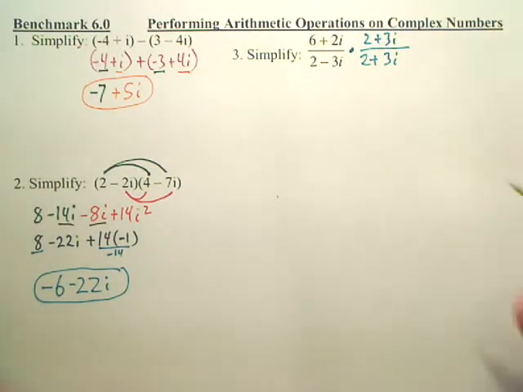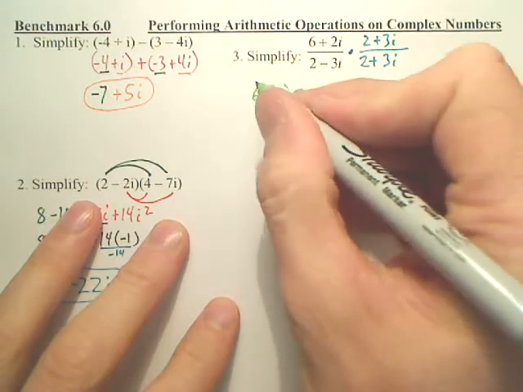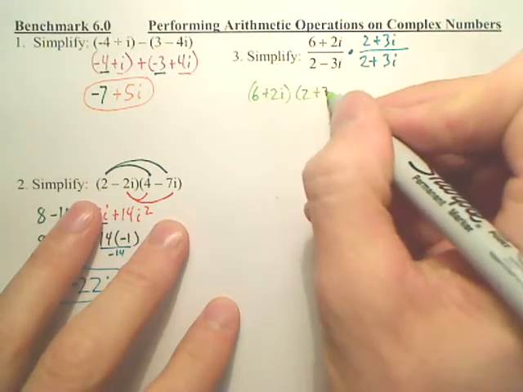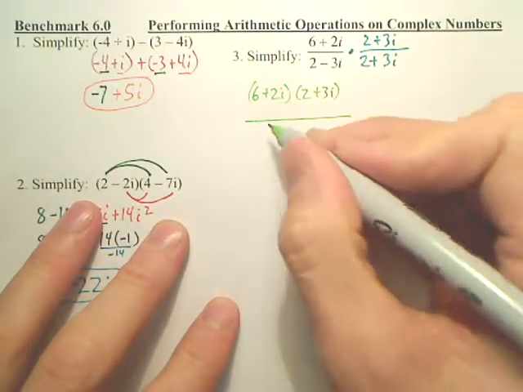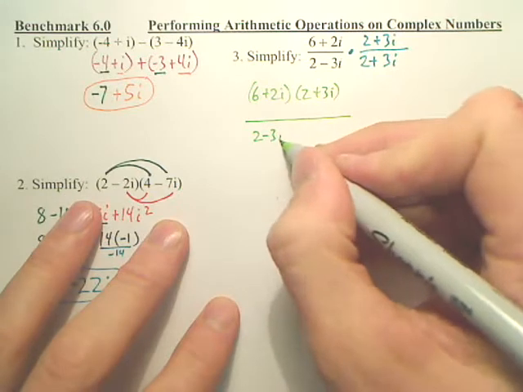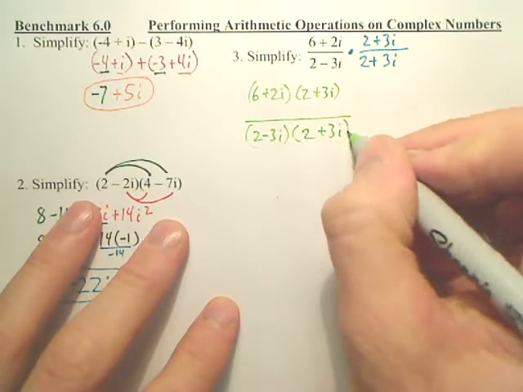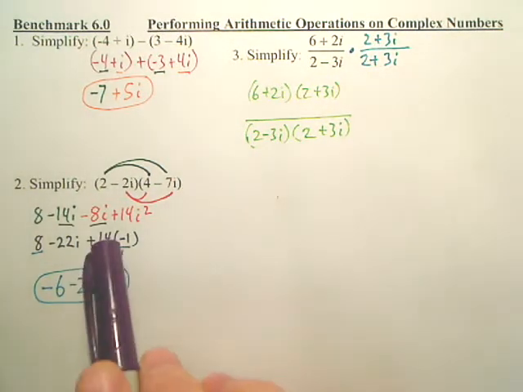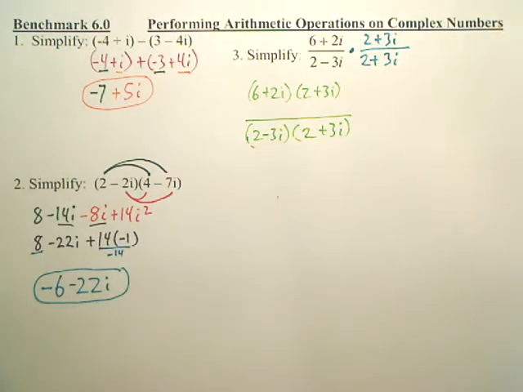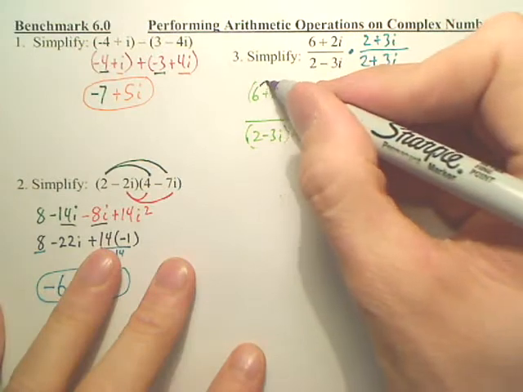So what does this mean? Well, you're going to have 6 plus 2i. That's the top. And the bottom is that. And what we're going to do is FOIL the top, FOIL the bottom, just like this problem. And what's going to happen is all our i's will disappear from the bottom. So we FOIL the top.